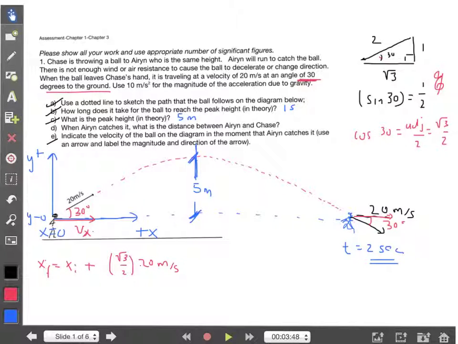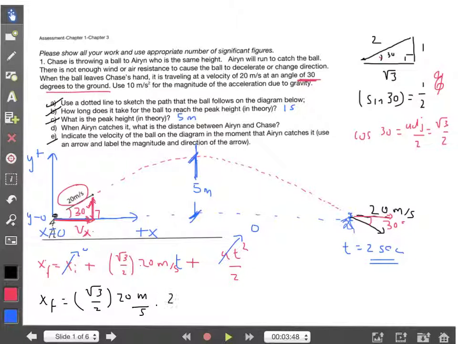Okay, so you realize I've skipped over the geometry, knowing that you would have to understand how to break down this vector of 20 meters per second into the x component and the y component. So now using the x component, I know that the acceleration term, a t squared over 2, goes to 0 because there's no acceleration in the x direction. So we're just left, oops, I left out the time. We're left with this simple equation, x final is equal to the square root of 3 over 2 times 20 meters per second times 2 seconds.